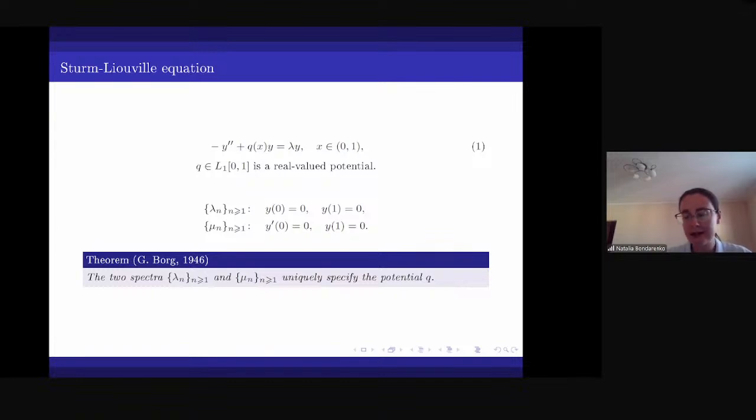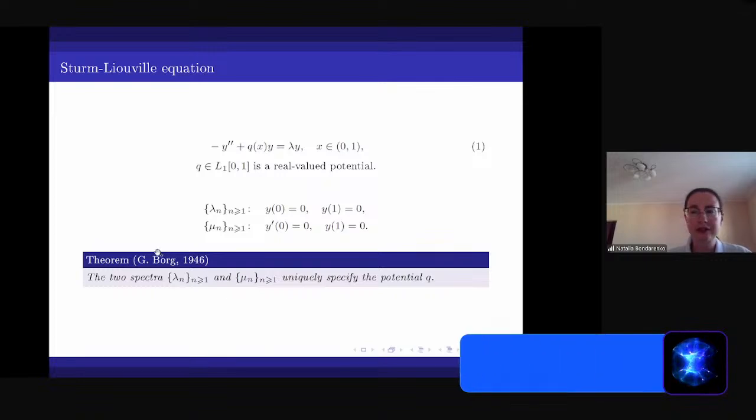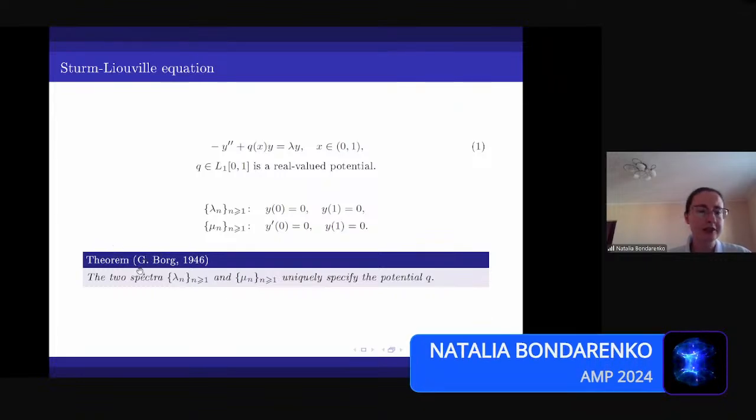On the interval (0, 1), lambda here is the spectral parameter. The first important result was the theorem by Borg, who noticed that the potential q of the Sturm-Liouville equation can be uniquely recovered from two spectra.